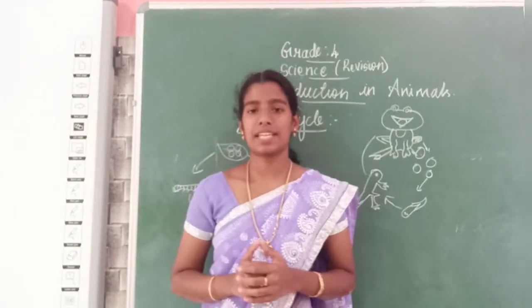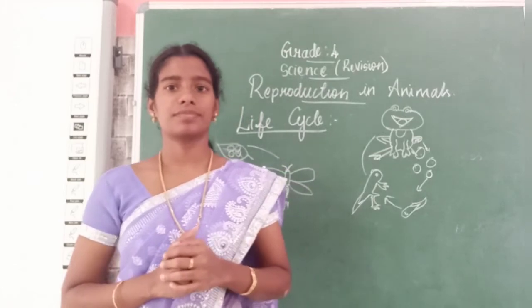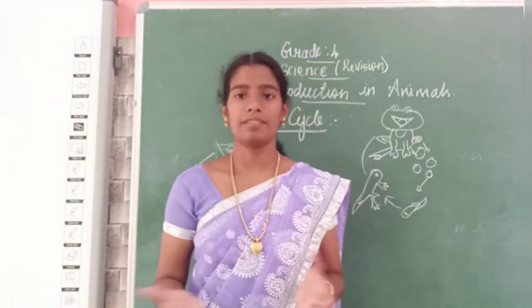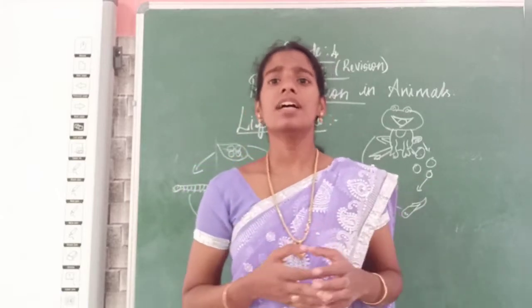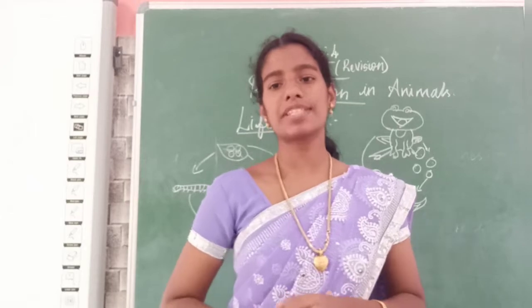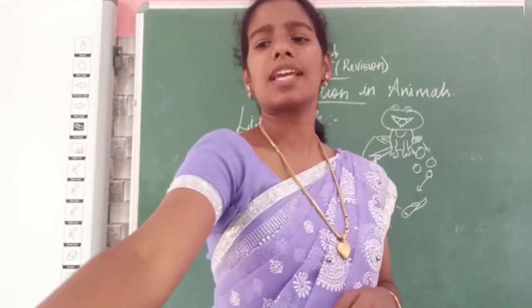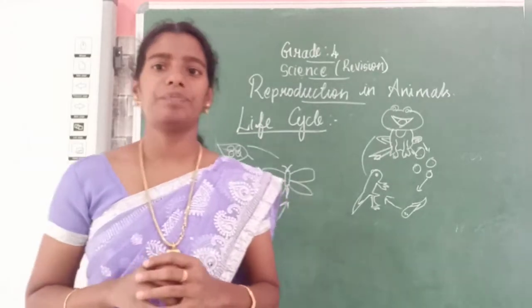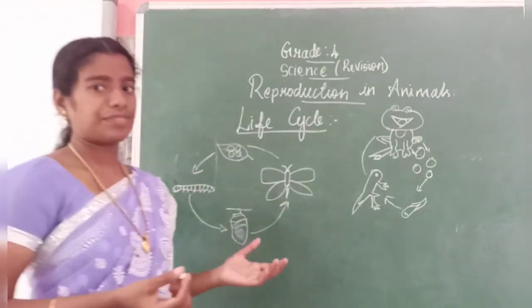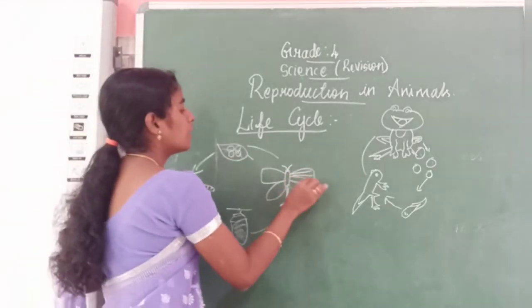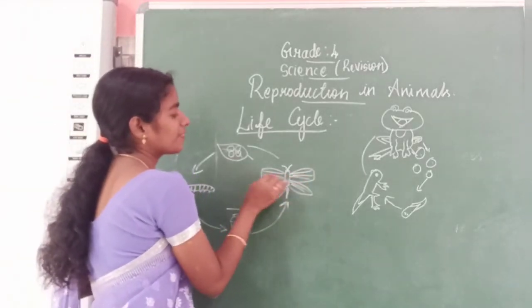Next one is life cycle. What is a life cycle? When we are giving birth to a young one or anything, it should pass through different stages before reaching adulthood. The stages can be given as a life cycle. We can see some life cycles. For example, this butterfly. Butterfly will be so colorful, right?